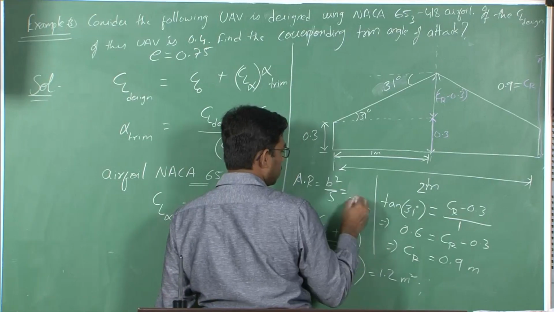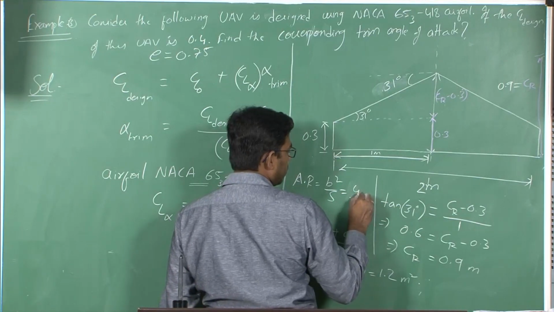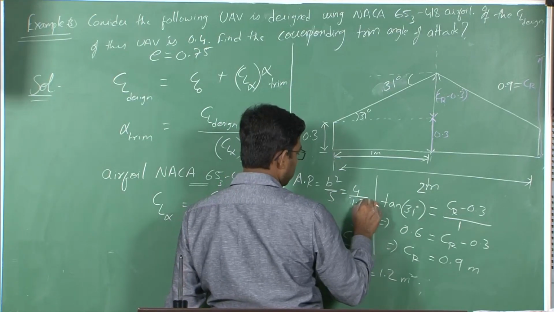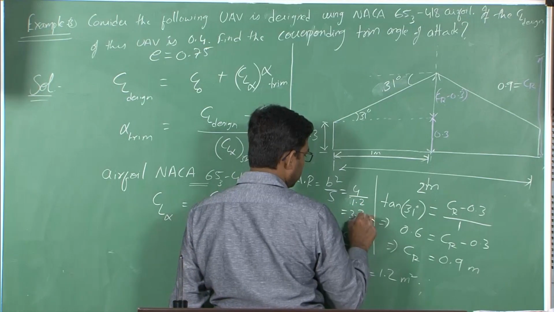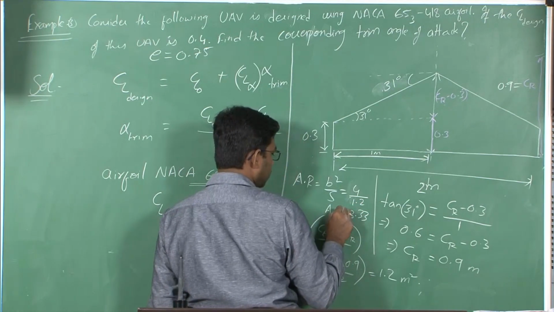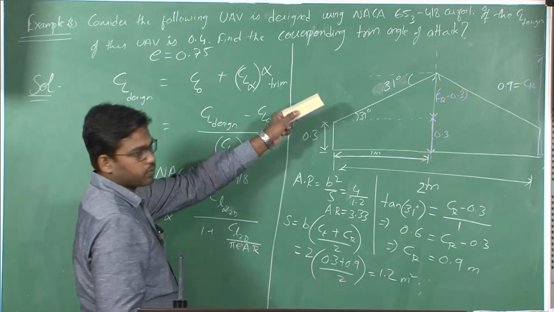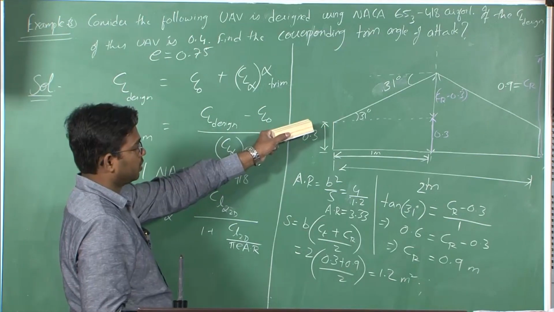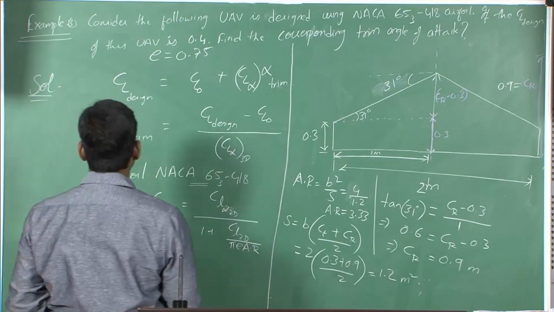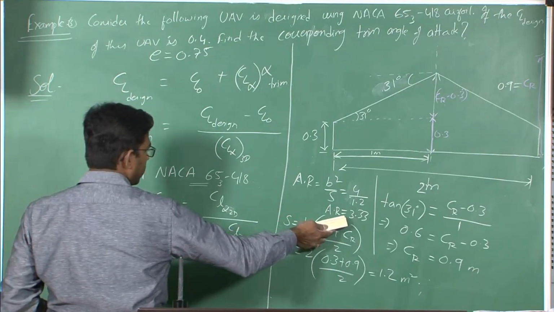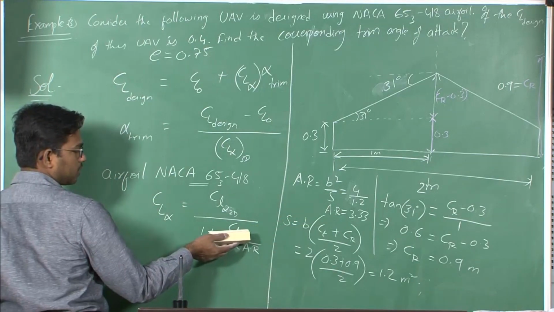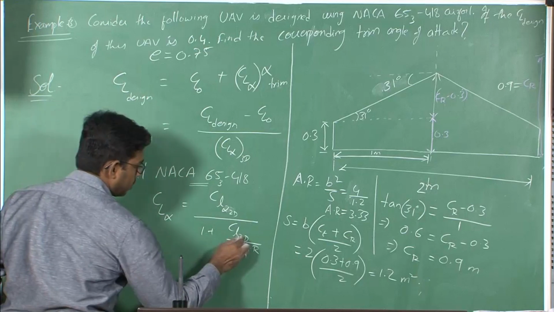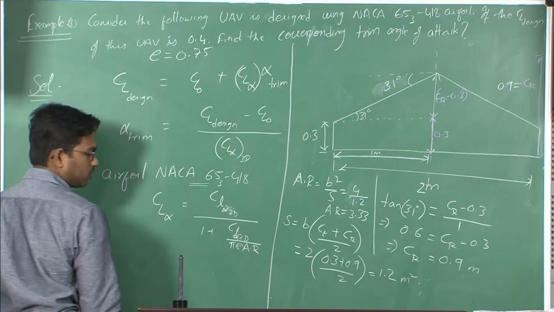So aspect ratio here is 4 divided by 1.2, which is 3.33. So aspect ratio again is a low aspect ratio wing here. It's a low aspect ratio wing UAV. So you know what the aspect ratio is. Now what you need to know is CL alpha 2D. This is CL alpha 2D.